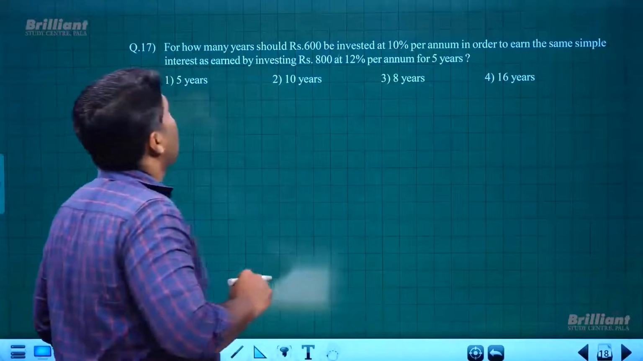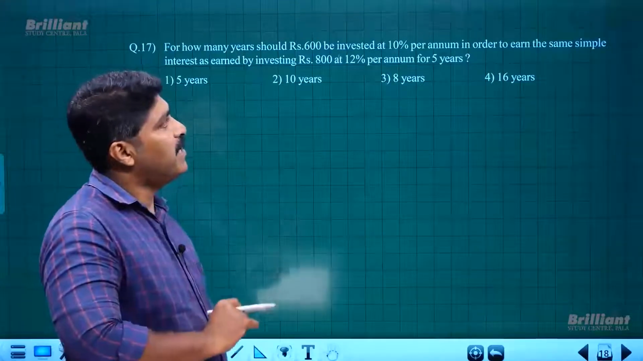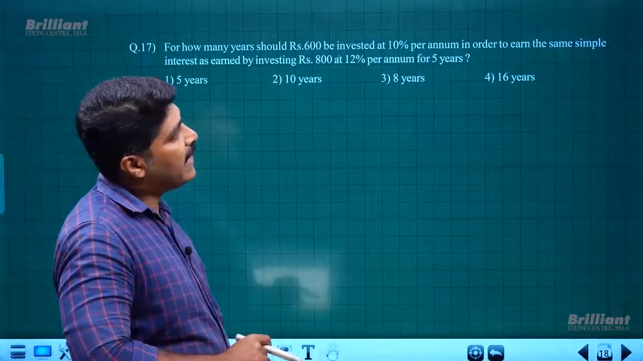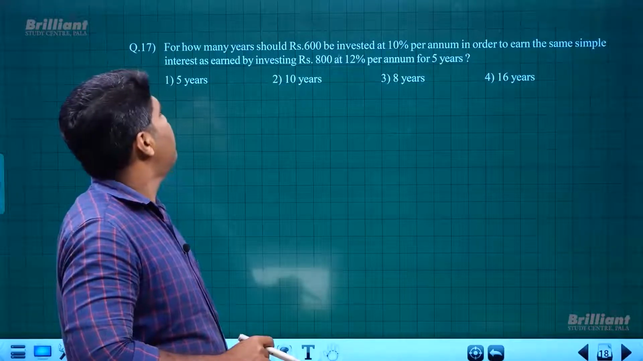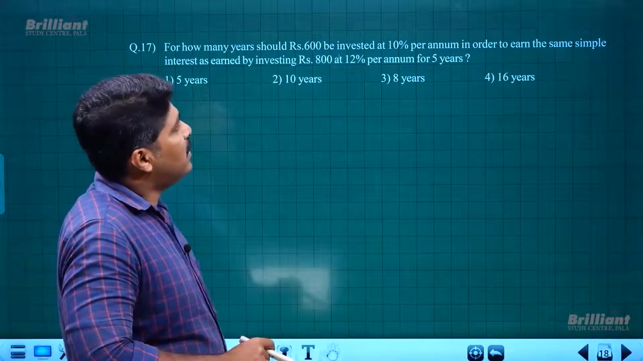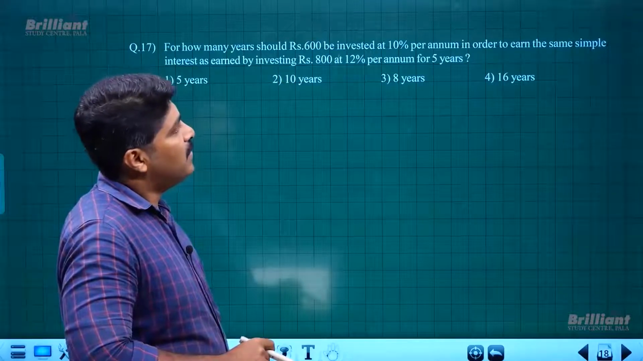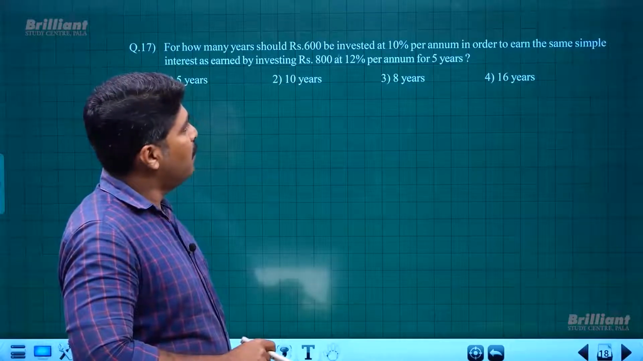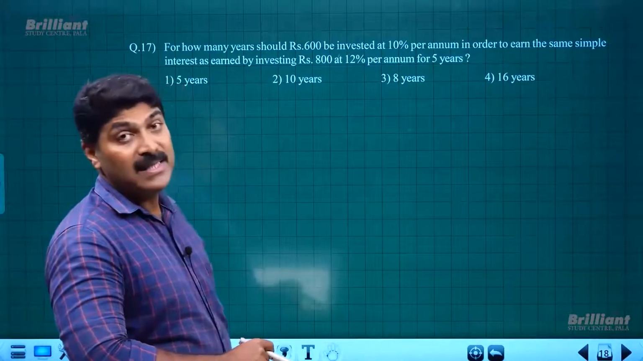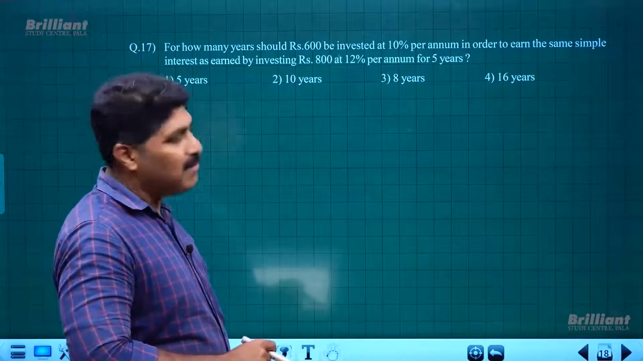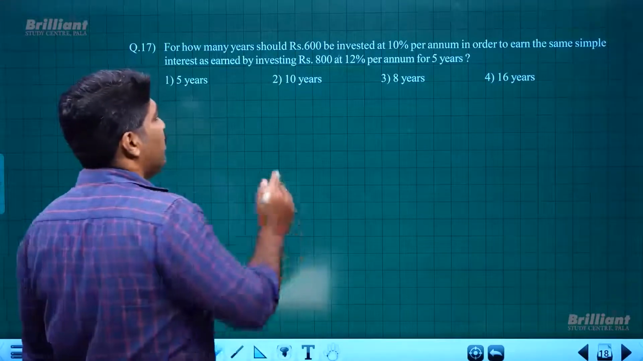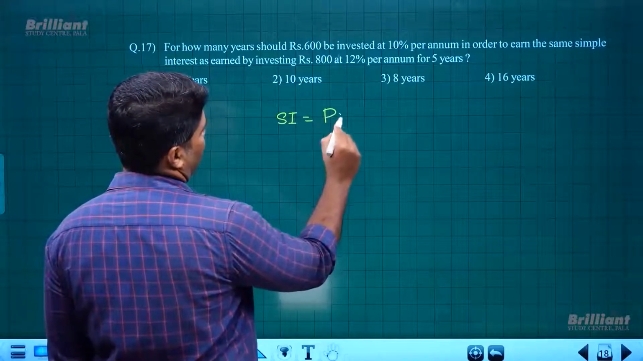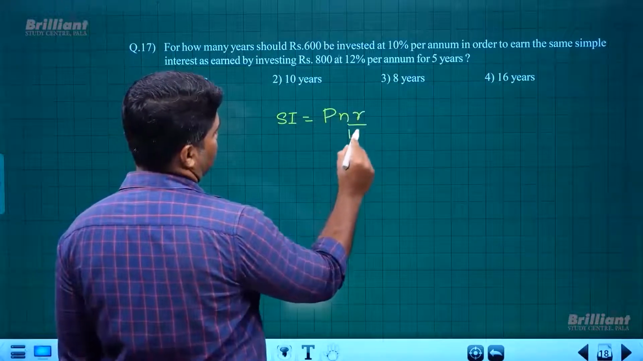Here: for how many years should 600 be invested at 10% per annum in order to earn the same simple interest as earned by investing 800 at 12% per annum for 5 years? As you know, what is the formula for finding simple interest? The formula is very simple: simple interest is PNR by 100.